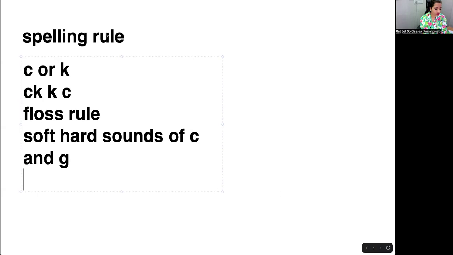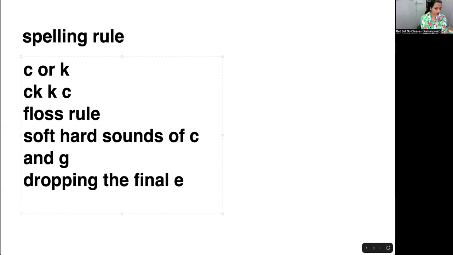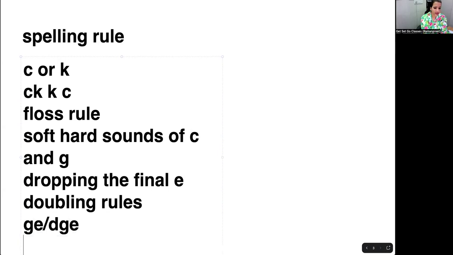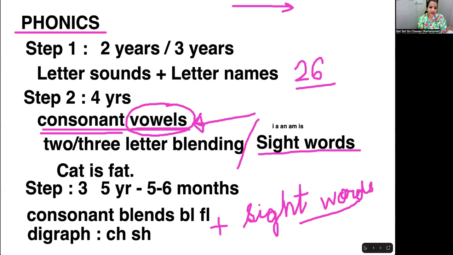there are advanced spelling rules also, like dropping the final E. If you search, you'll find what these rules are about. Doubling rules, the DGE rule, that's G E, or D G E rule. Then you have the CH or TCH rule. Okay, and there are a few more, but yes, it's going to be overwhelming if I mention more rules over here. So this is your sequence.